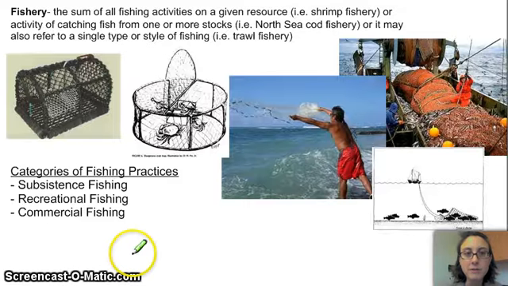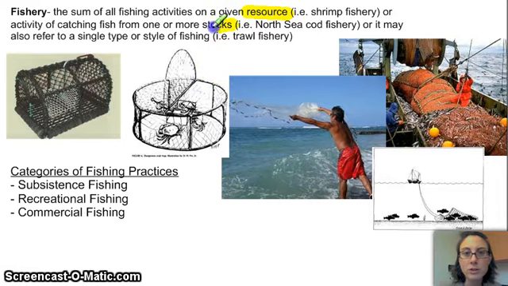All right, so definitionally, we're talking about all the fishing activities that are going on a single marine resource, specifically a living one. And here we have an example of a shrimp fishery, but that also implies that you can have any kind of seafood that is being caught.